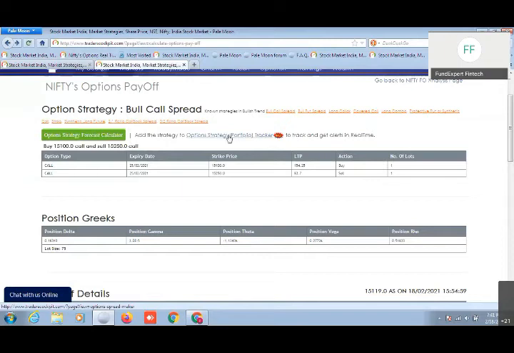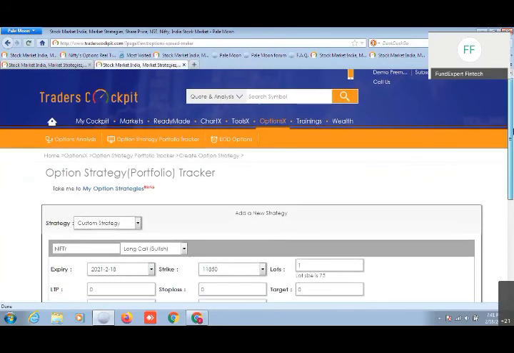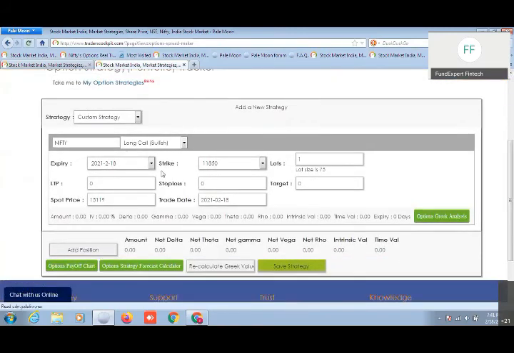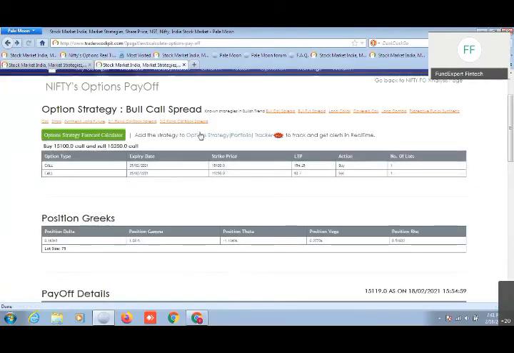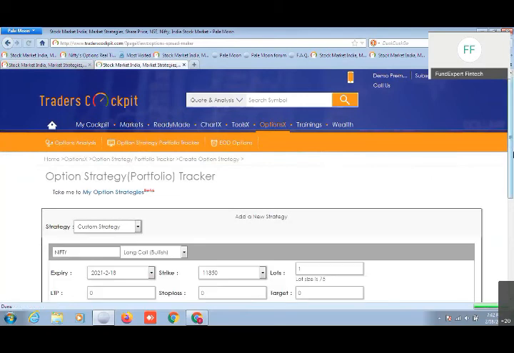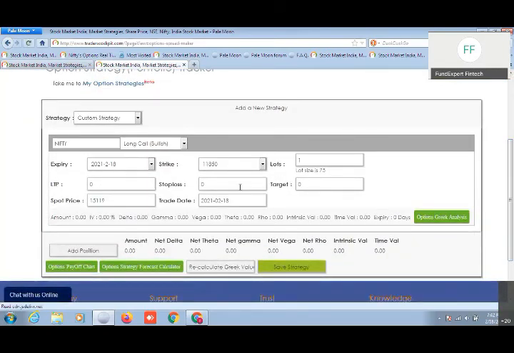You'll also find this option portfolio tracker here, where you can track your positions. Any strategy you create, you can save here, and you can copy it to the portfolio tracker page. On the portfolio tracker page, you can name the strategy.